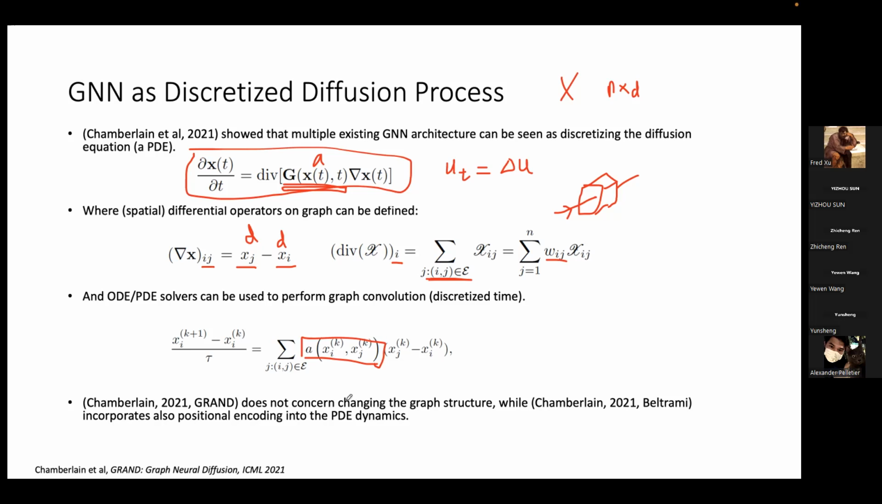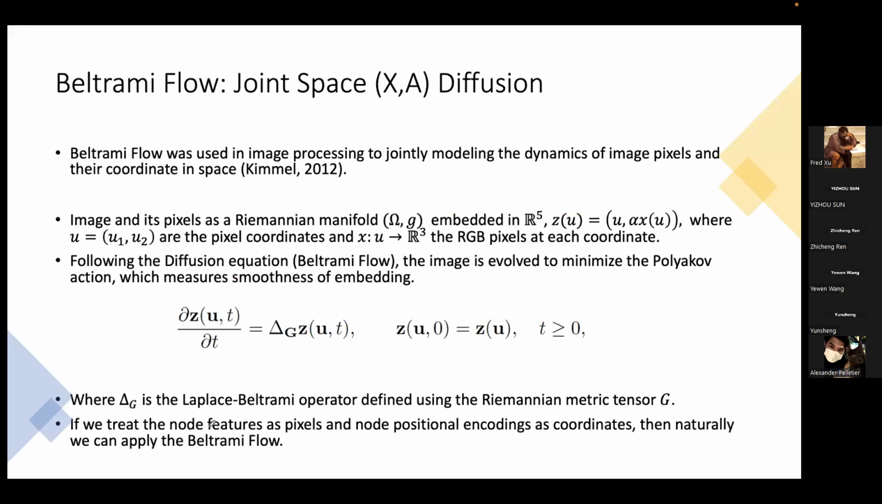So basically, in this paper, it's called GRAND. They simply view GNN as a discrete PDE, a diffusion PDE, but they didn't really talk about positional encoding or graph rewiring. So the later paper by the same author, I think even in the same year, one at ICML, one at NeurIPS, uses the same framework applied to positional encoding as well.